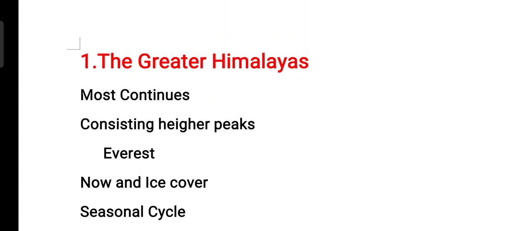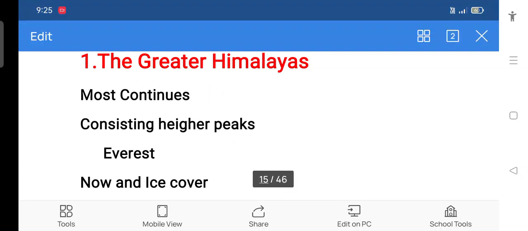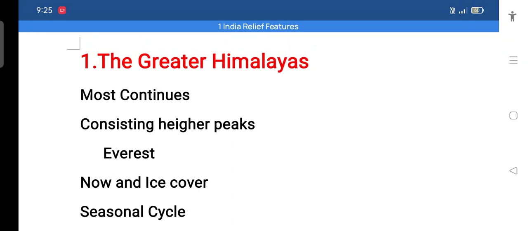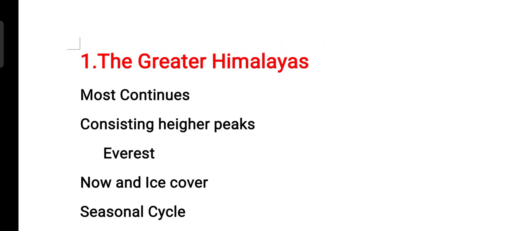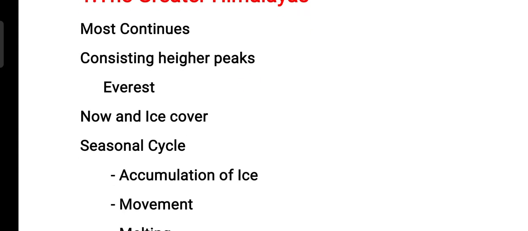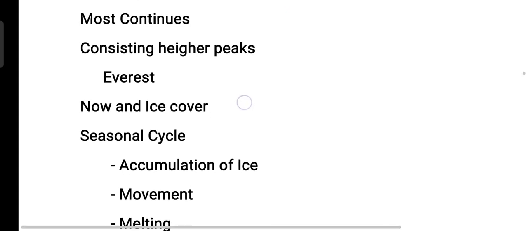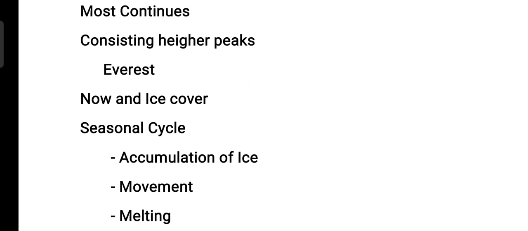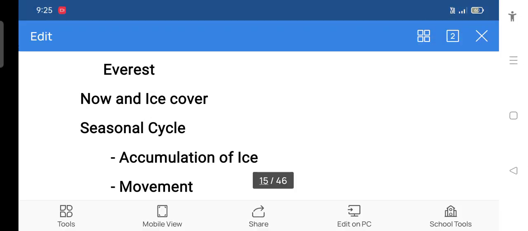First, we are discussing the Greater Himalayas. The Greater Himalayas are the most continuous range from the western direction to the eastern direction. These are the most continuous ranges, consisting of the highest peaks like Everest and others. And also, this region is fully ice covered.